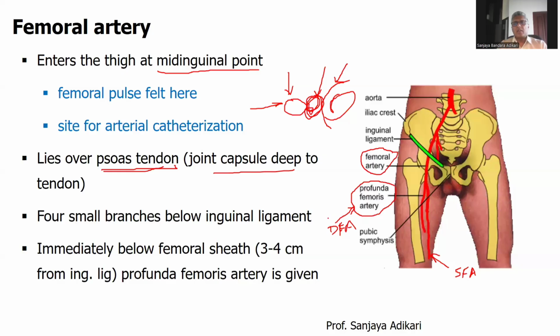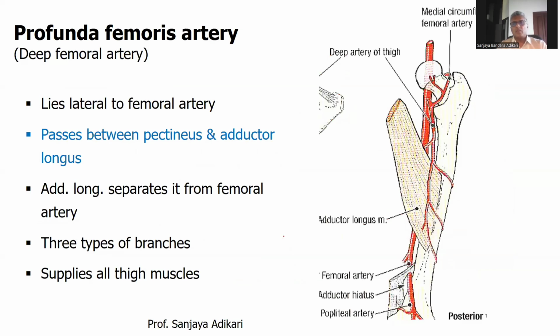As anatomists, we usually use femoral artery and deep artery of the thigh. Radiologists, once it is divided, use superficial femoral and deep femoral. The superficial femoral passes through the adductor canal and enters the popliteal fossa. The deep femoral artery passes behind the adductor canal, not inside it. So this is your deep femoral artery, or deep artery of the thigh.